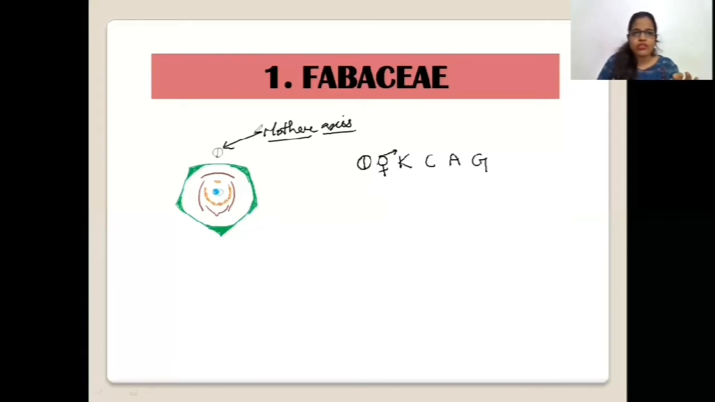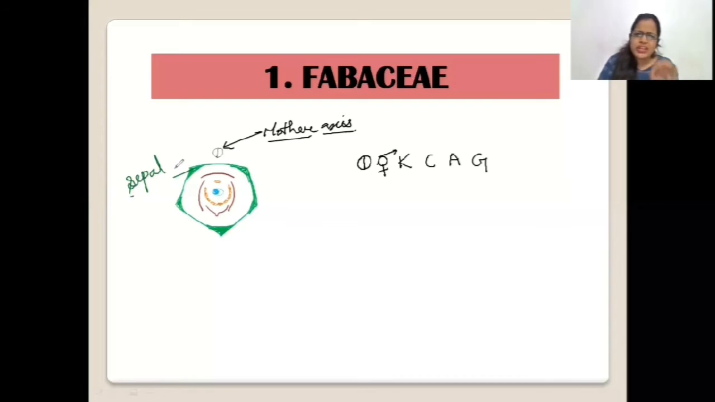Okay, so now we are going to write the numbers. You can see this outermost one is what? This is the sepal. Here, I'll use green color only because I have drawn it with the green color. So, the outermost one is the sepal.